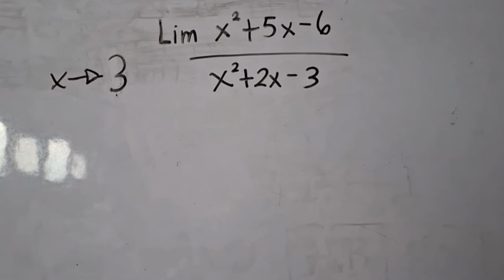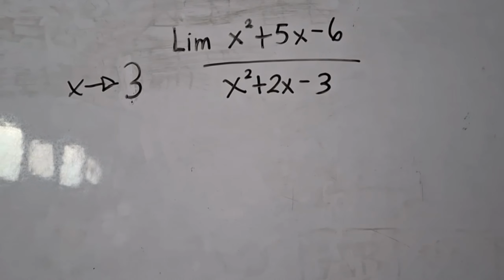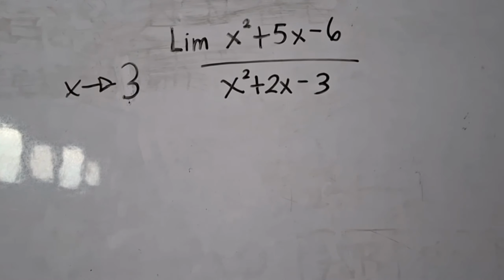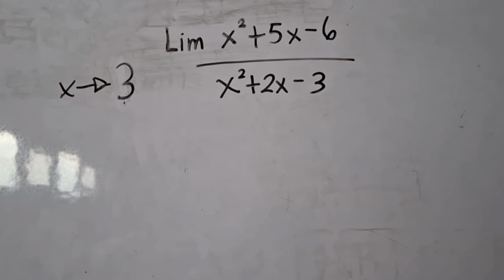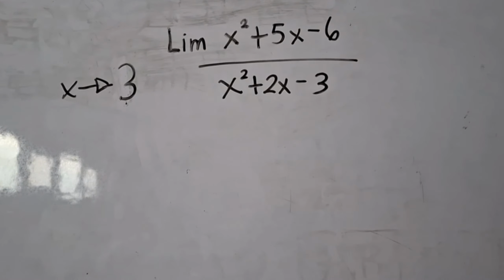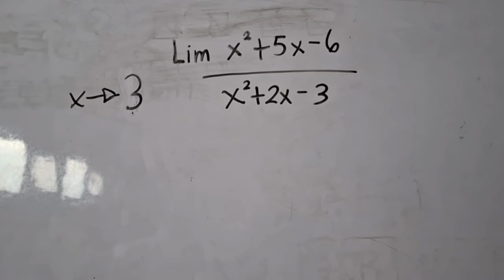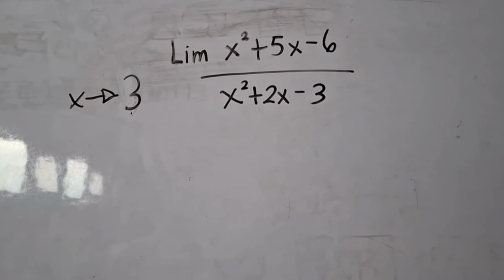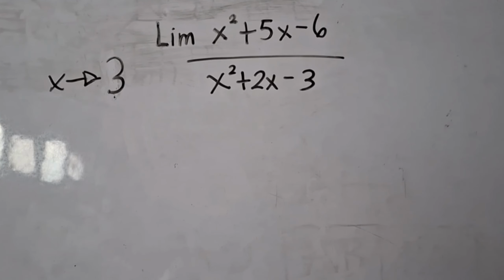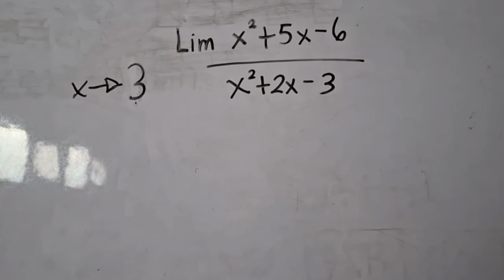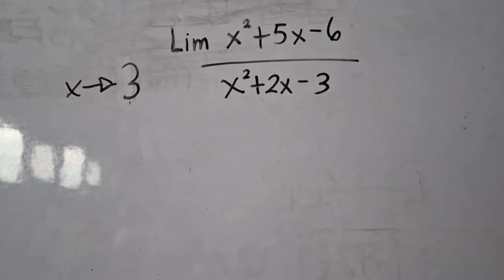Now, how about if we can't apply the direct substitution technique? What should we do? You're so smart, my friend. It is factoring. We can apply factoring when our direct substitution leads to an indeterminate form like 0 over 0, like this one. As you can see, the limit of x squared plus 5x minus 6 over x squared plus 2x minus 3, and x is approaching 3.